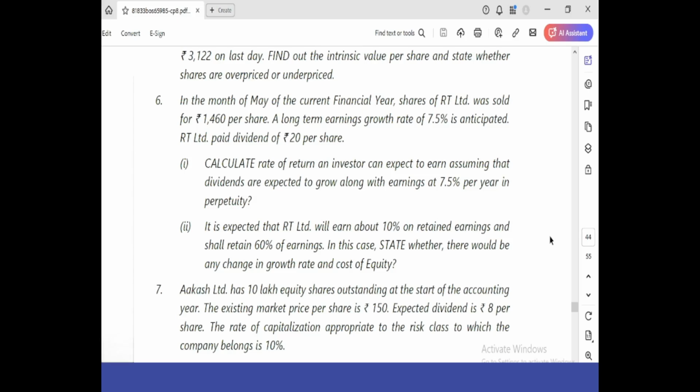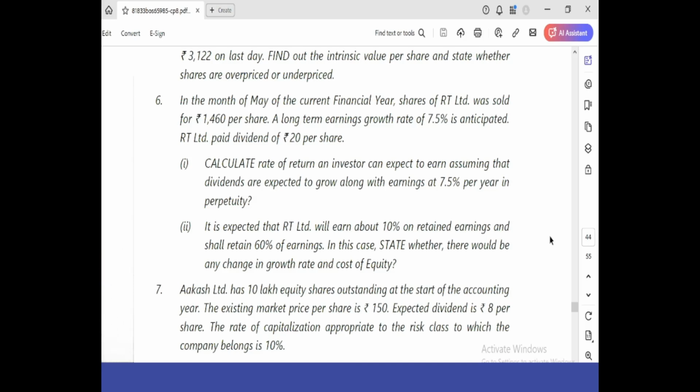Next, number 2, it is expected that RT Limited will earn about 10% on retained earnings. So 10% is supposed to be the return expected on retained earnings. If retained earnings are reinvested, you'll earn 10%. Next, and shall retain 60% of the earnings. 60% of the earnings will be retained by the company, meaning 40% of the earnings are paid as dividends. That is the dividend payout. Next.